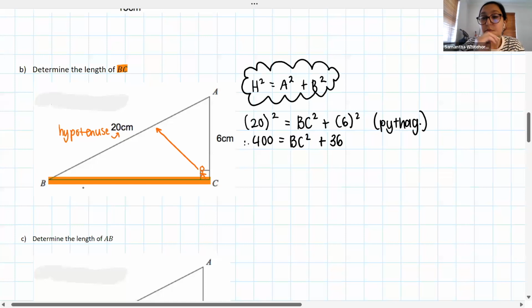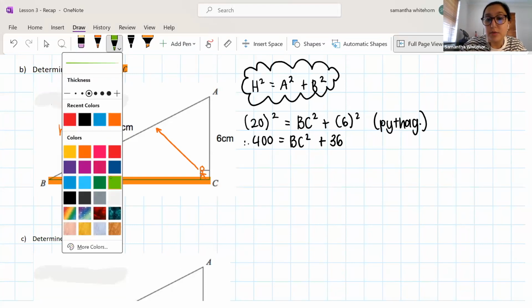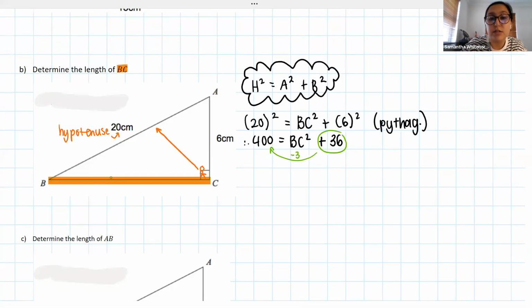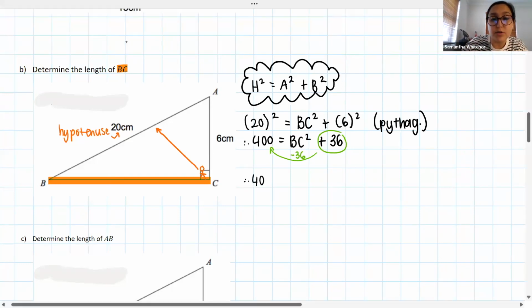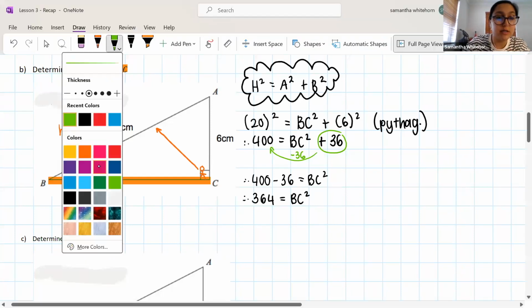Now remember, you're solving for BC, so we need to use our inverse operations in order to solve this equation. So the first thing that I want to do is get this positive 36 to join the 400, which means I have to use inverse operations and subtract 36 on both sides. So that means I now end up with 400 minus 36 equals BC squared. Now 400 minus 36 is 364 equals BC squared.